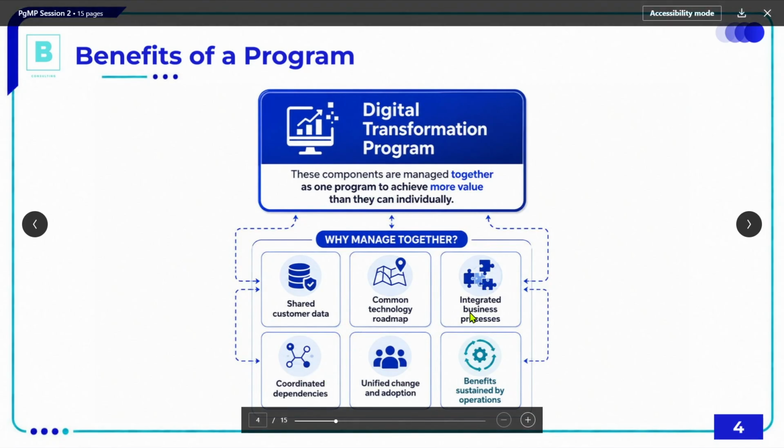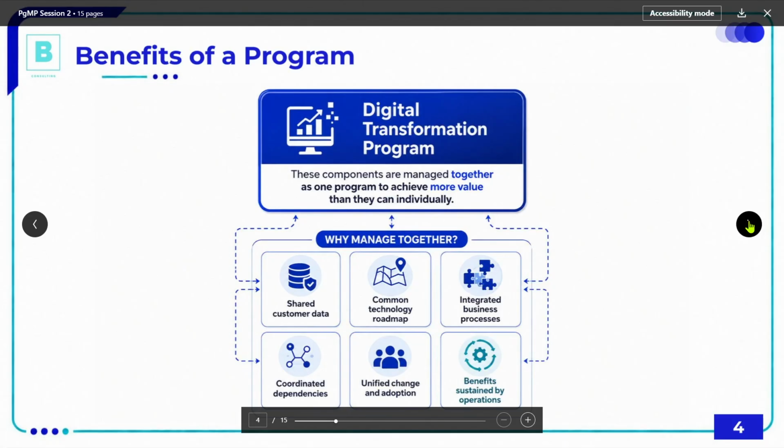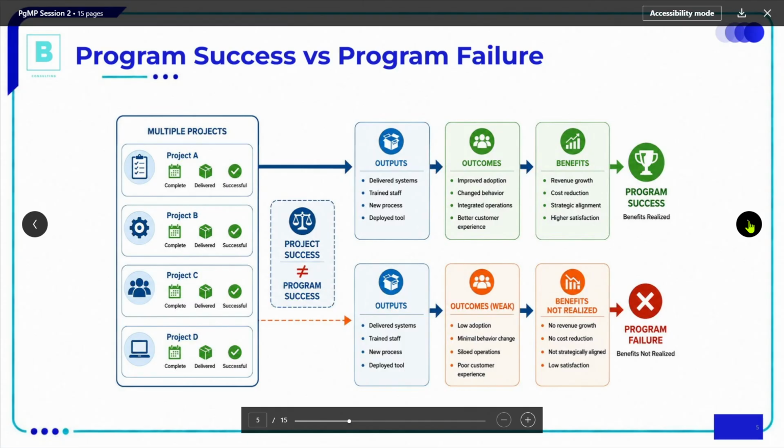All right. Also, managing all those projects together makes it easier to smoothen and align the business processes. In case there is also a shortage of resources, then they can be better utilized, etc. All right. So we went through various slides in this part. Then we talked about what makes a program successful and what causes a program failure.